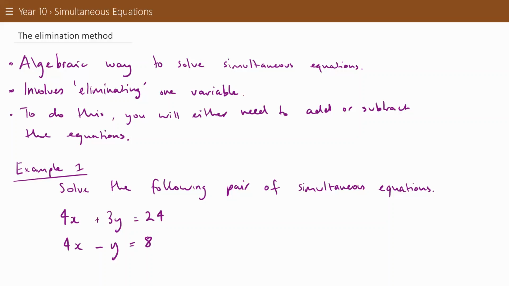So you can see here, example 1, solve the following pair of simultaneous equations: 4x plus 3y equals 24 and 4x minus y equals 8. The best way to learn these is just to practice, practice, and practice. Let's have a look. First step, you always need to label your equations. That's equation number 1. That's equation number 2.